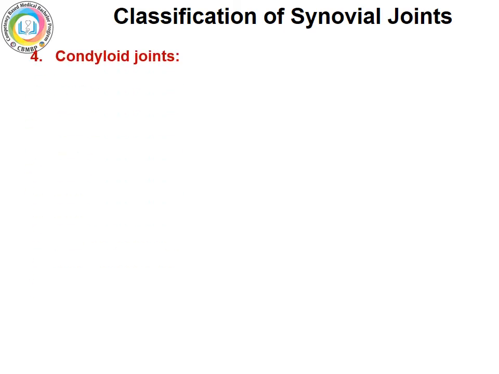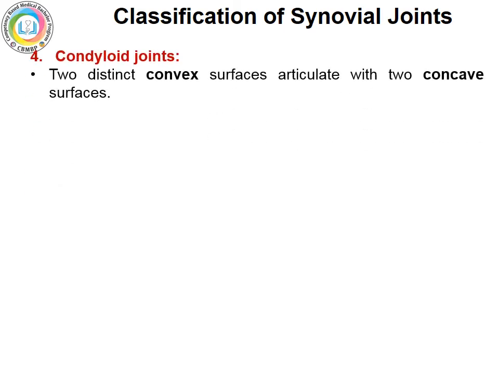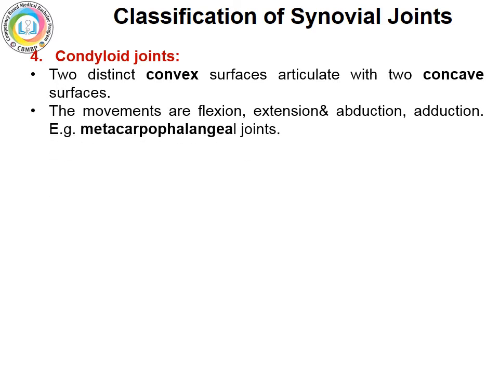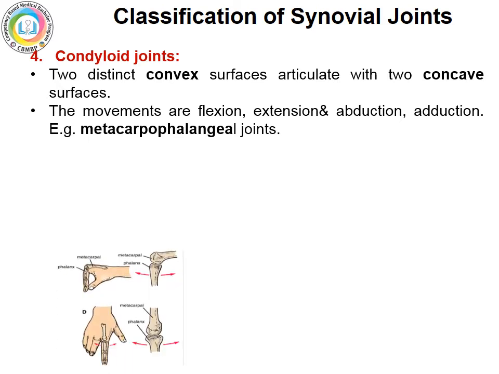Another classification, condyloid. The articular surfaces are two distinct convex surfaces articulating with two concave surfaces. The movements are flexion, extension, abduction, adduction, like metacarpophalangeal joints, between the metacarpal and phalanges. Here is convex with concave.